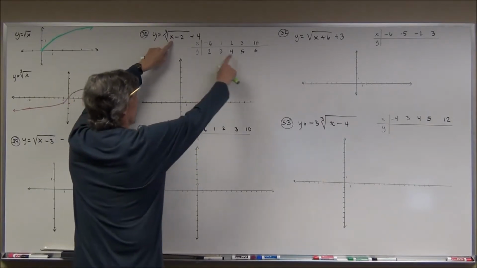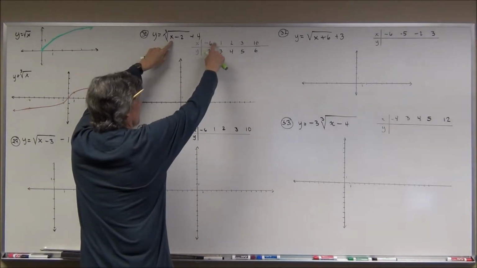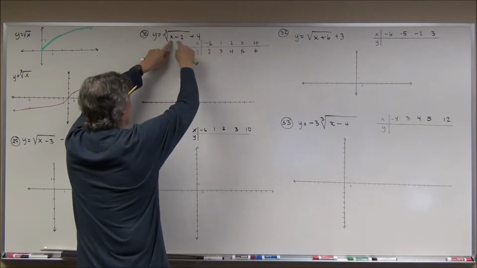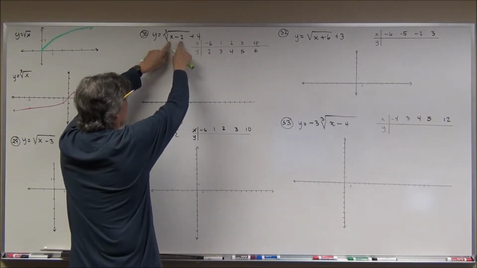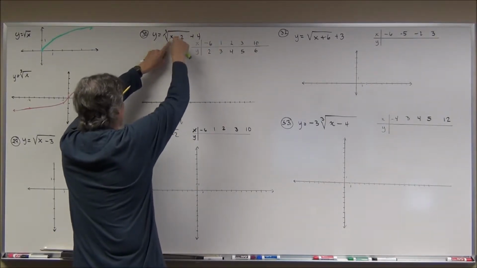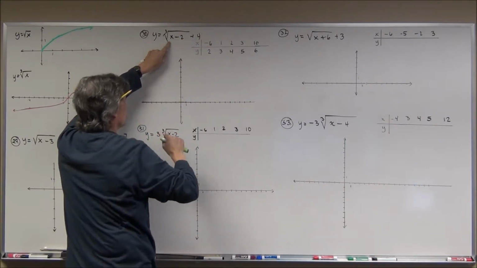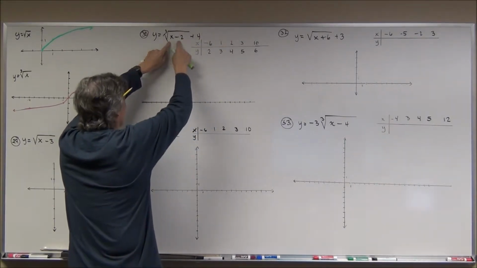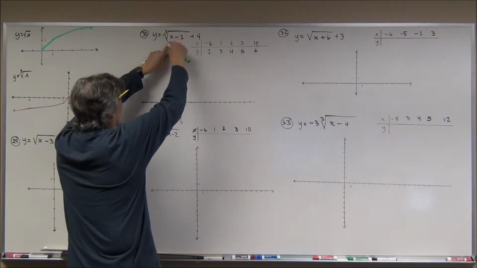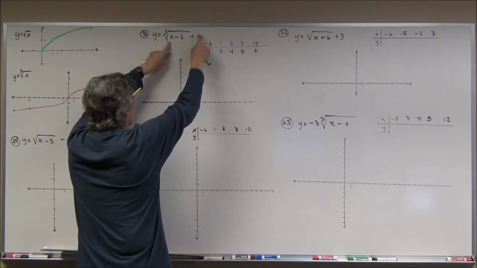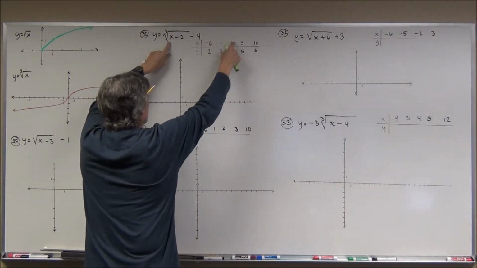Look at the T-chart I made here. I picked X values that make this a perfect cube. See, if you put -6 in there, -6 minus 2 is -8. The cube root of -8 is -2. Plus 4 is 2. If I plug 1 in, 1 minus 2 is -1. The cube root of -1 is -1. Plus 4 is 3.